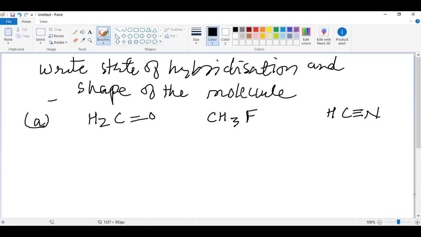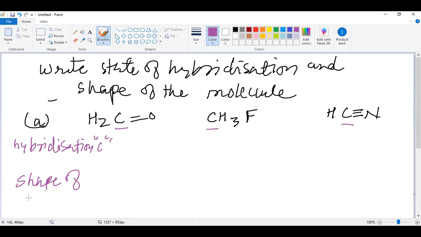Dear students, you need to tell me, for each carbon, what is the hybridization and what is the shape of the molecule. Hybridization of carbon and shape of molecule. Come on, start answering me. For answer A, tell me, what is the hybridization in this carbon?